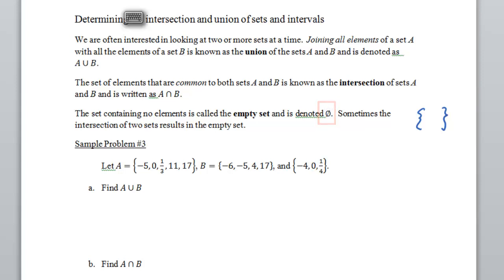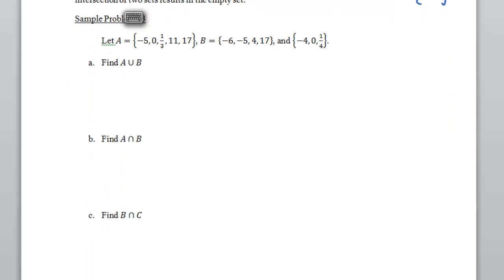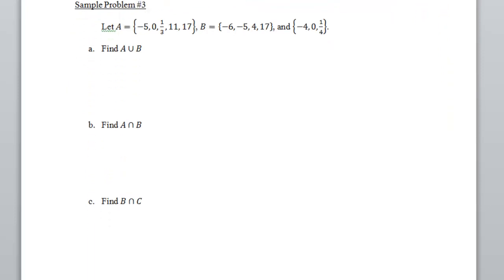So let's take a look at sample problem number 3 and see how we would work this. Go ahead and pause it and try it on your own if you like, or you can just sit here and simply watch the example. On part A it says find A union B, which means we want to put together all of the elements from both sets. Now, it's traditional that whenever you write a set of numbers, it should go from lowest to highest in increasing order.